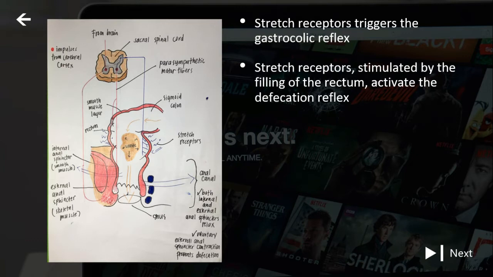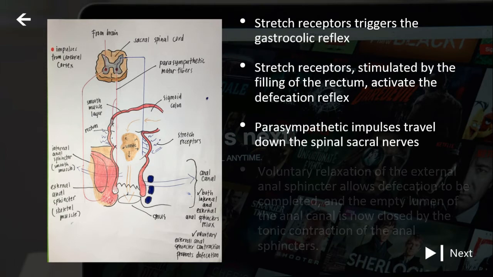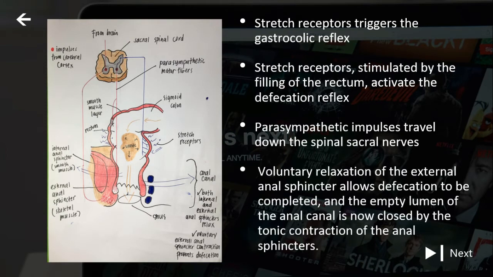So first, in the process of defecation, the stretch receptors trigger the gastrocolic reflex. Next, the stretch receptors stimulated by the filling of the rectum activate the defecation reflex. Parasympathetic impulses travel down the spinal sacral nerves. Then the voluntary relaxation of the external anal sphincter allows defecation to be completed, and the empty lumen of the anal canal is now closed by the tonic contraction of the anal sphincters.